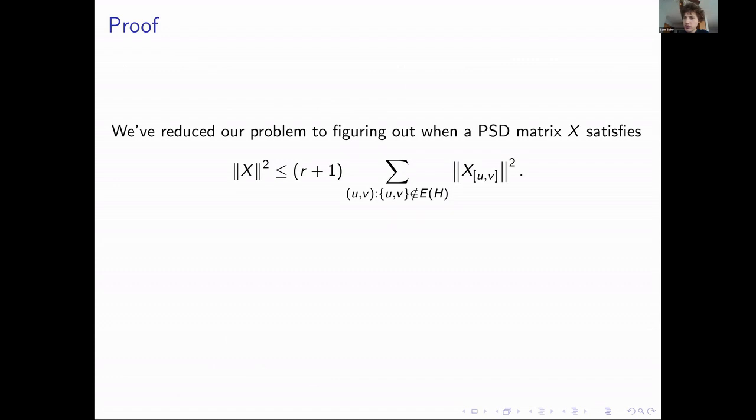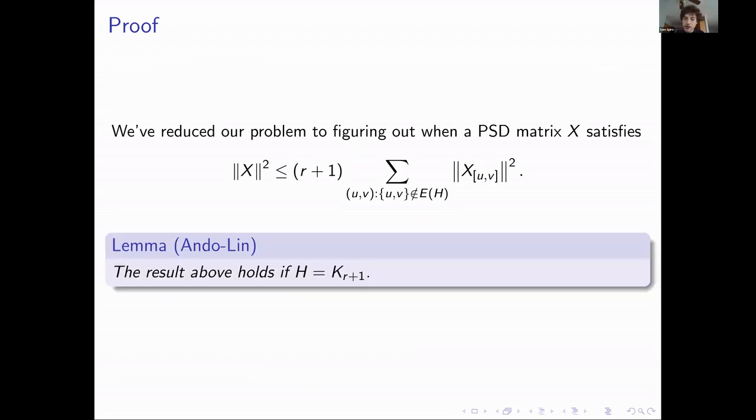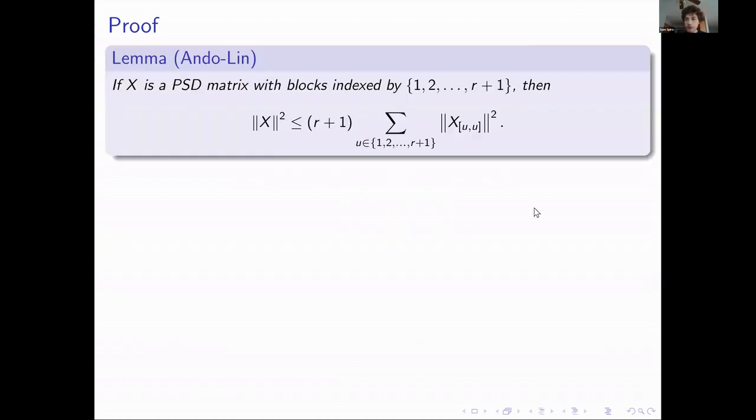Okay. So again, we've reduced our problem to bounding the norm squared of these X matrices that arise from the spectral decomposition. And really the only key information we know about X is that it's going to be PSD. In particular, Ando and Lin did this when this H graph is a clique on R+1 vertices. So unwinding what this inequality says in this case, we want to prove that if you have a PSD matrix with blocks indexed from integers 1 to R+1, then the norm squared of X is at most R+1 times the norm squared of all of the diagonal blocks of this matrix.